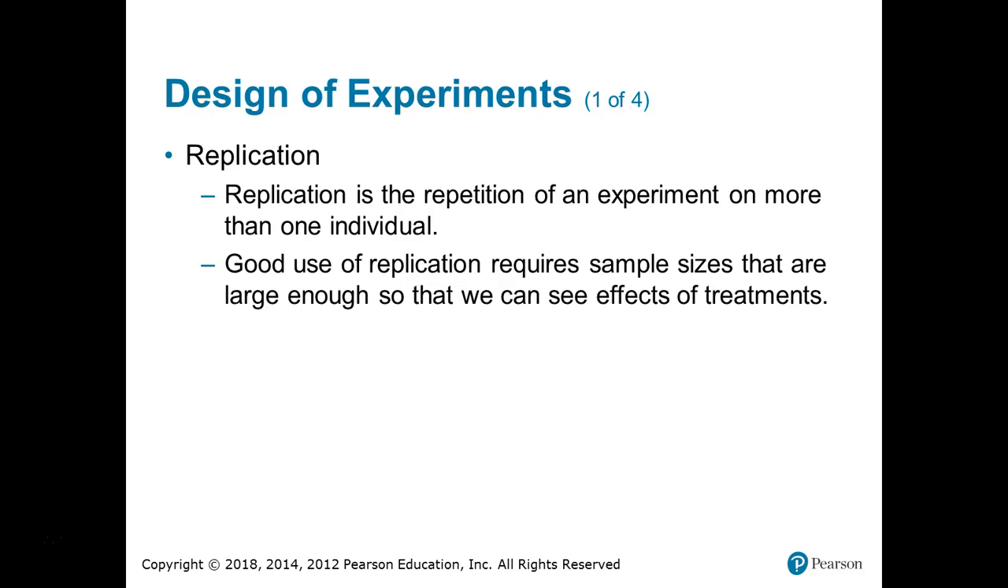So when we design experiments, let's talk about that. Replication is the repetition of an experiment on more than one individual. So good use of replication requires sample sizes that are large enough that we can see effects of treatment. You can't give a pill to 2 people and then say, oh, look, both of them are cured, so 100% of people are going to be happy and satisfied with this effective treatment. No, you can't really do that.